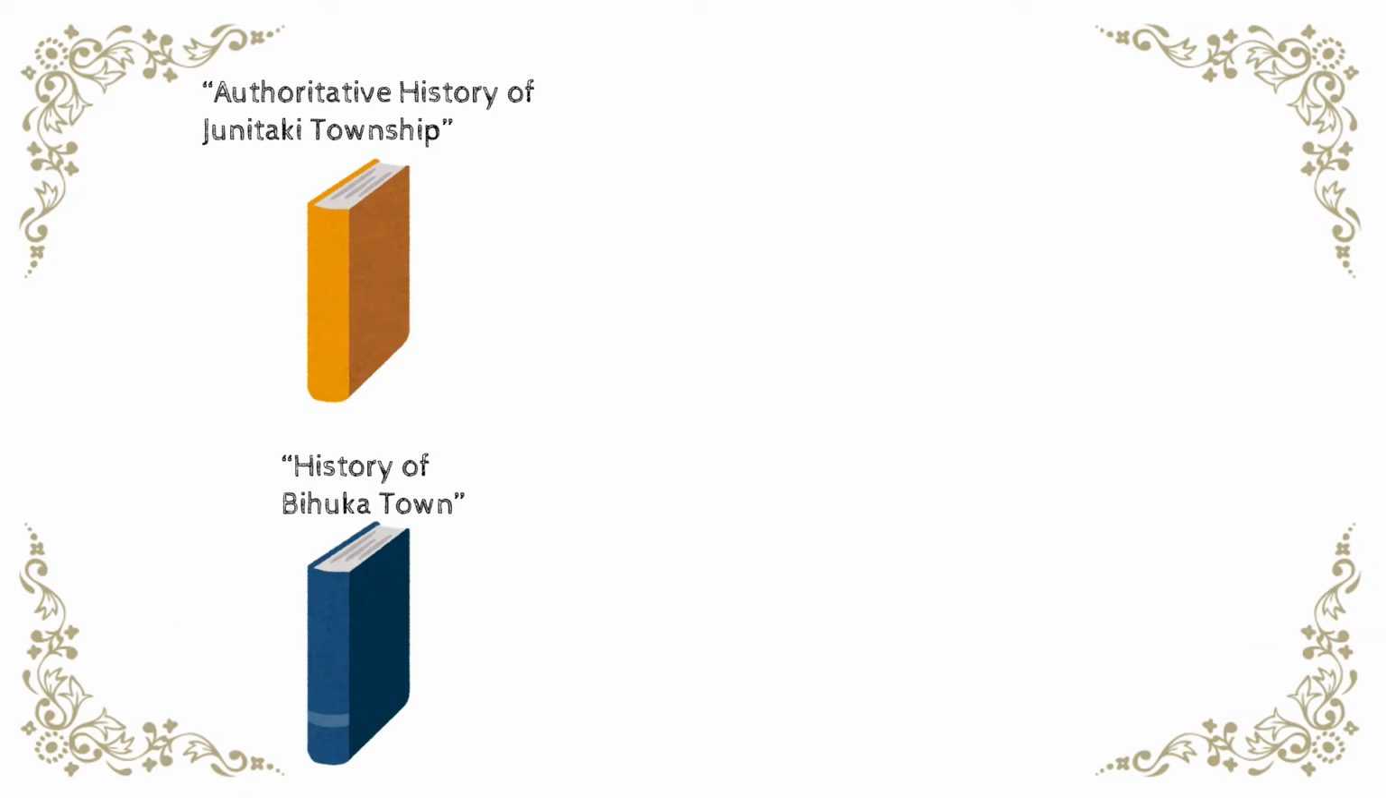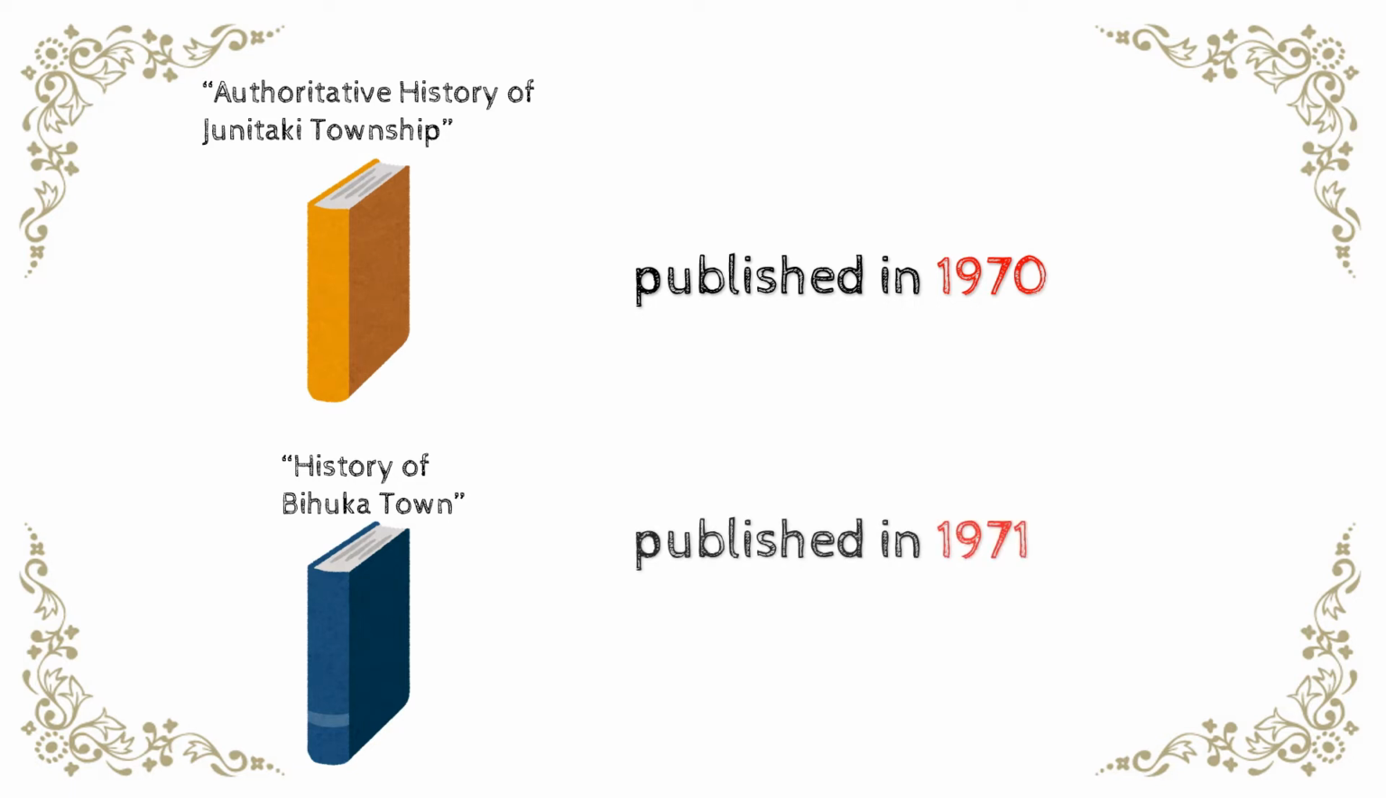First of all, the year of publication of the book itself is very close to that of the authoritative history of Junitaki Township, which appears in the work. Authoritative history of Junitaki Township was published in 1970. In contrast, the year of publication of the history of Bifuka town is 1971.